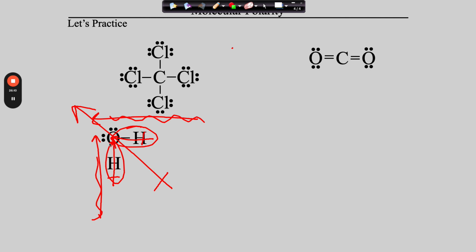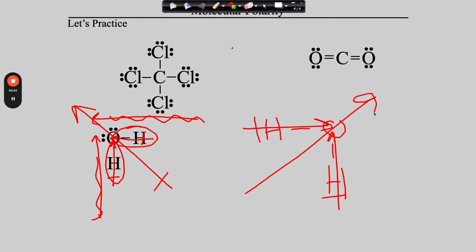Brilliant. And that's exactly it. So Abby's saying, well, wait a second. What if you put the hydrogen here and the oxygen there? Then this guy is going in this direction. This guy's going in this direction. So then the polarity would be that way.